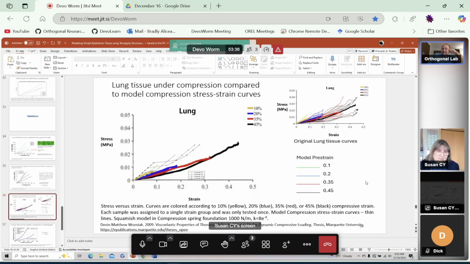So this isn't an exact model of this particular tissue. Like I said, the cell sheets are much better. But they didn't do the cell sheets in compression, they just did them in tension. And this was actually a thesis. You can see this.